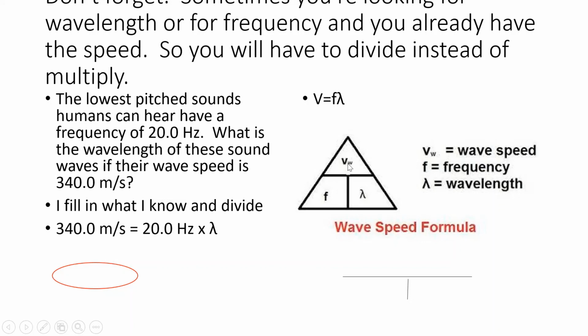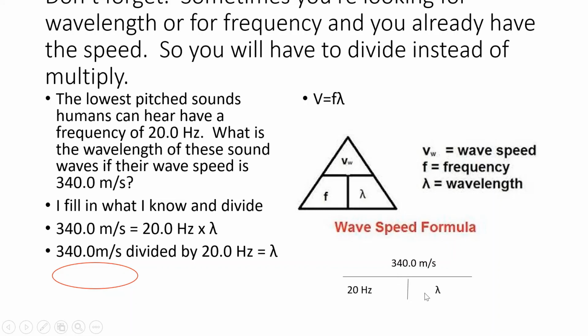So if I have 340 meters per second, that's the velocity. The frequency is in the lower left, so this is going to be setting up the numerator and the denominator. I'll be looking for wavelength, so this time I have to divide 340 by 20 to get 17 meters as my wavelength.